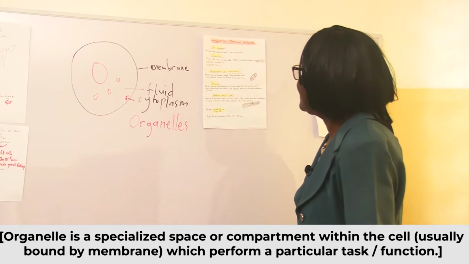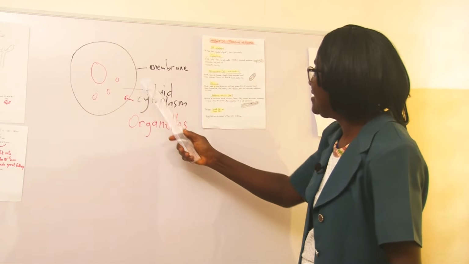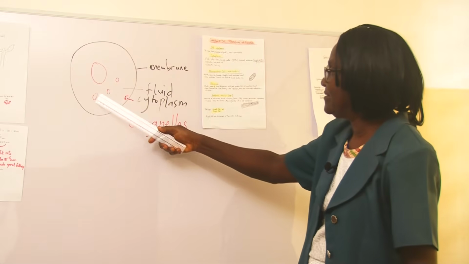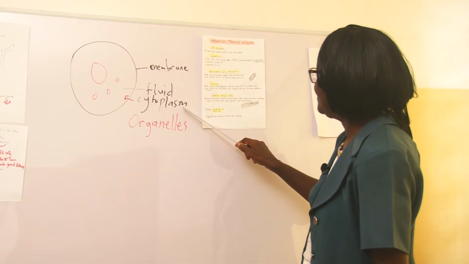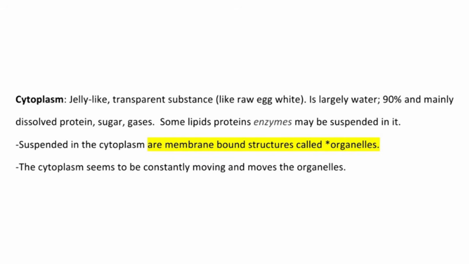Now, let's look at cytoplasm. The fluid that's inside the cell is known as cytoplasm. The cytoplasm is fluid, jelly-like, largely water, 90% water. The jelly-like is like the white of an egg, uncooked. That's cytoplasm. So the fluid has dissolved substances in it: gases, sugars, amino acids, hormones. They will be dissolved in the cytoplasm.